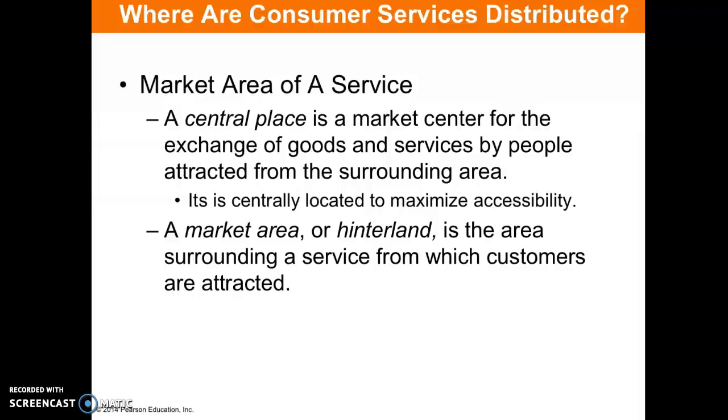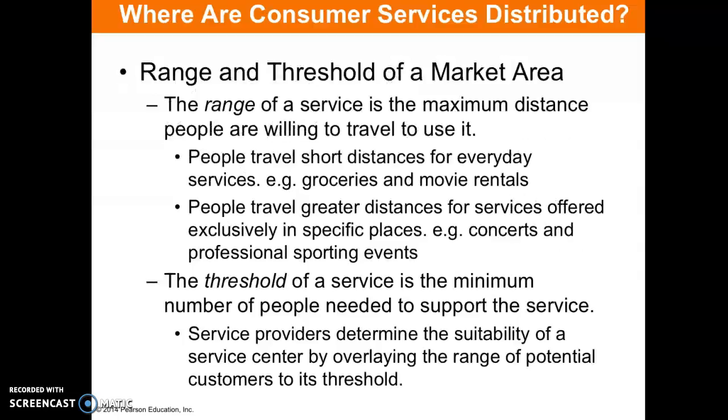The market area, also called the hinterland, is the area surrounding the service from which customers are attracted. And then you also have range and threshold. The range of a service is how far people are willing to travel to use it. In general, for things that you use every day, people drive short distances. It says movie rentals there, and that's definitely a sign of our times, since that doesn't really work anymore. But I think of gas. Most people, when they go to get gas in their car, go to a gas station near their home, on their way to the highway, or close to their work. You don't usually drive across town to get gas.